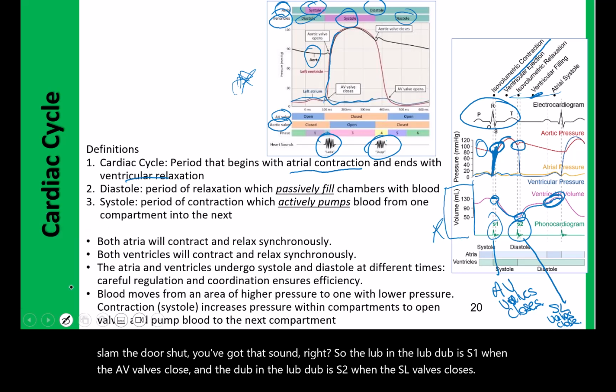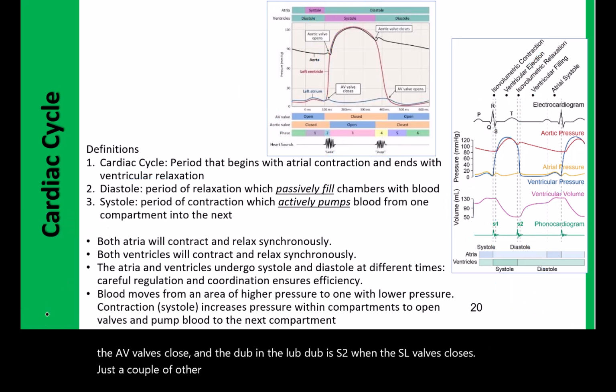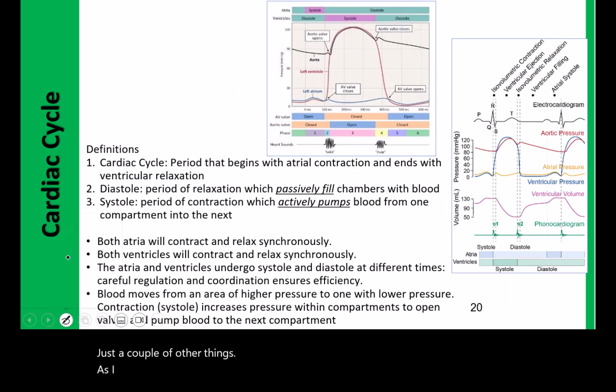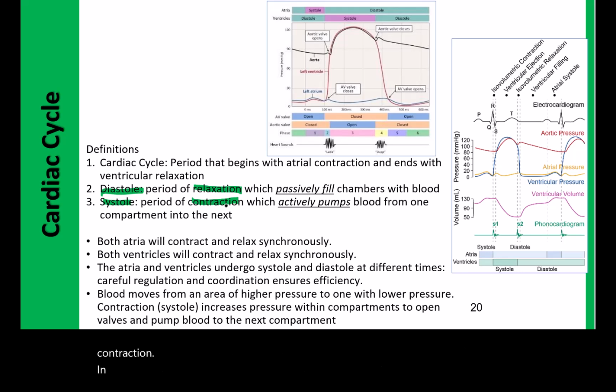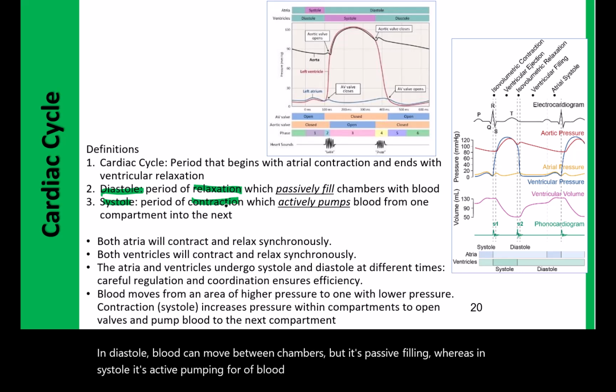Just a couple of other things. As I said, diastole is a period of relaxation. Systole is equivalent to a period of contraction. In diastole, blood can move between chambers, but it's passive filling, whereas in systole, it's active pumping of blood from one chamber to the other.